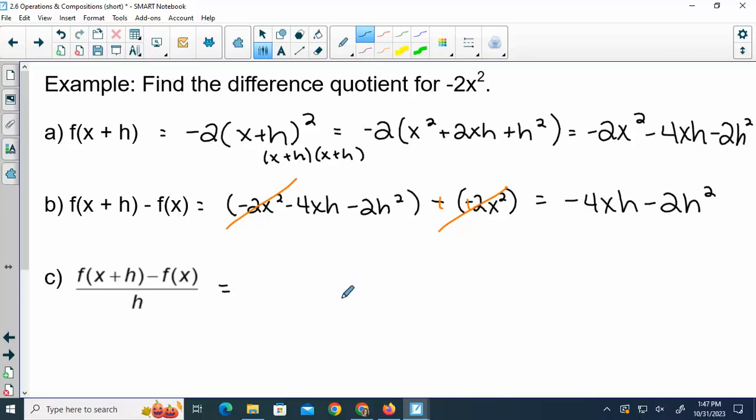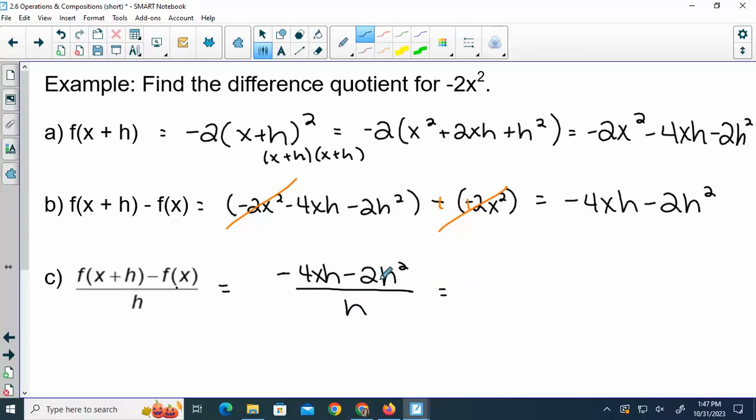Part C. What would we do? You would divide negative 4xh minus 2h squared by h. f of x plus h minus f of x, that's the answer we just worked out in part B. So we take the answer from part B divided by h.